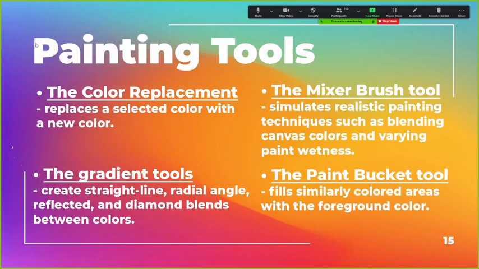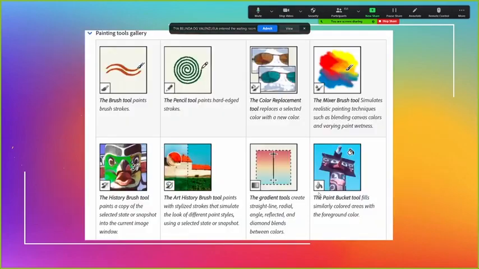So, yan. And then, the color replacement replaces a selected color with a new color. The mixer brush tool simulates realistic painting techniques such as blending canvas colors and varying paint wetness. And the gradient tools create straight line, radial angle, reflected and diamond blends between colors. And then the paint bucket tool fills similarly colored areas with the foreground color. There. So, ito yung image ng painting tools gallery.